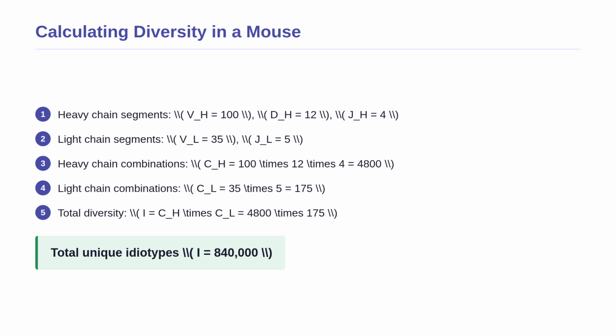First, we multiply the heavy chain segments together to get 4,800 unique heavy chains. Next, we multiply the light chain segments to get 175 unique light chains. Finally, we multiply these two results together. The final answer is 840,000, meaning this mouse can recognize 840,000 different specific antigens before any mutations occur.